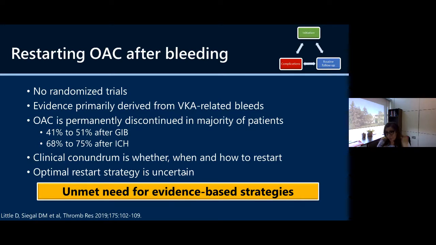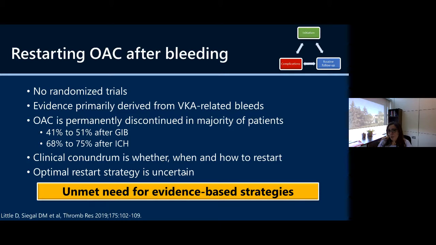And we know that this is a problem because anticoagulants are actually discontinued in a lot of patients, up to 50% of people after GI bleeding. You would think that was not the case, but if you review the literature, it is. And after ICH, up to three quarters of patients never restart anticoagulants. I've just finished telling you about how bleeding is so terrible, and this may be why.